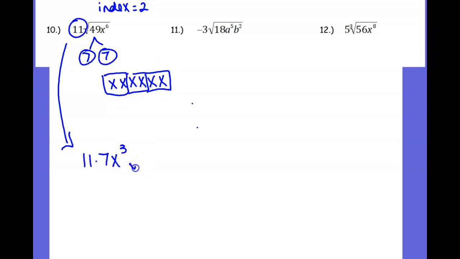Notice with this example, there's nothing that goes inside the radical sign. So in that case, our final answer is just going to be 77 x to the 3rd, and we don't even write the radical sign symbol.